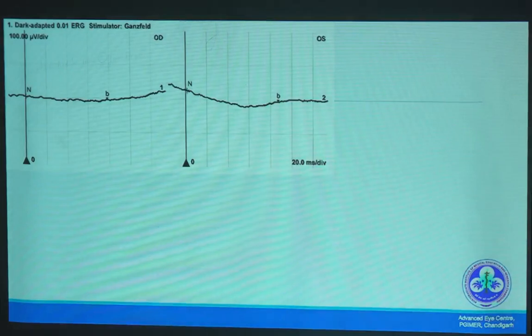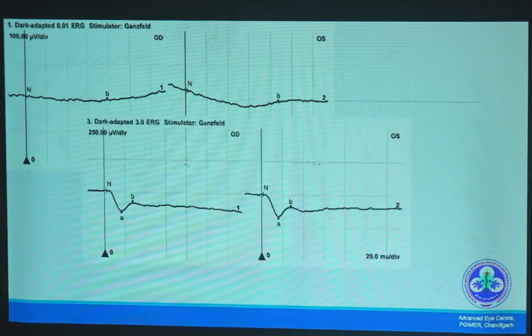The patient has come to you with a complaint. This is the dark adapted 0.01 and I have just put in the normal along with it for reference. There's no normal along with here. That was a different one. So what do you see in the dark adapted 0.01 ERG? Do you see a B wave as we discussed, which tells you about the rod function? So there is no B wave. So it means the rods are not functioning in this patient. The child is not lying to you.